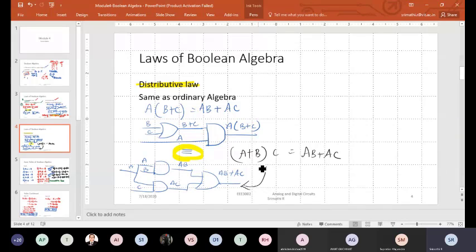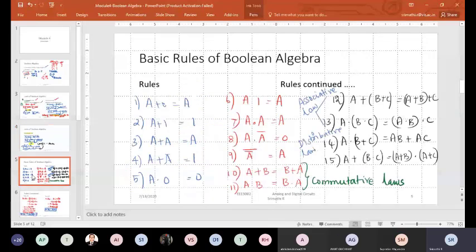Coming to the other rules of Boolean algebra, the first rule: A plus 0 is equal to A. Think of your OR gate. A plus 0 is equal to A, and A plus 1 is also equal to 1. And then A plus A is equal to A.